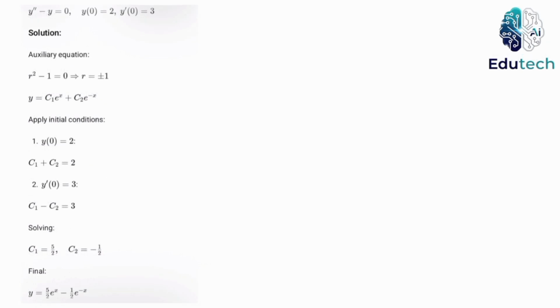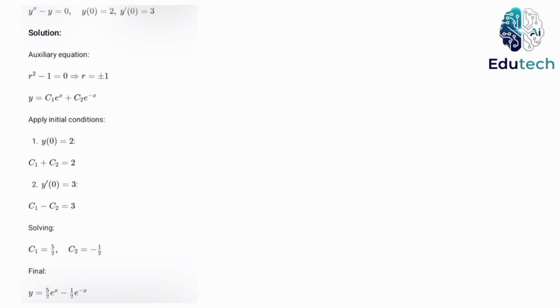Solve y'' minus y is equal to 0. y of 0 is equal to 2. y' of 0 is equal to 3. So the solution: the auxiliary equation is r² minus 1 is equal to 0. Therefore, r is equal to plus or minus 1. Therefore, y is equal to c1 e^x plus c2 e^(-x).